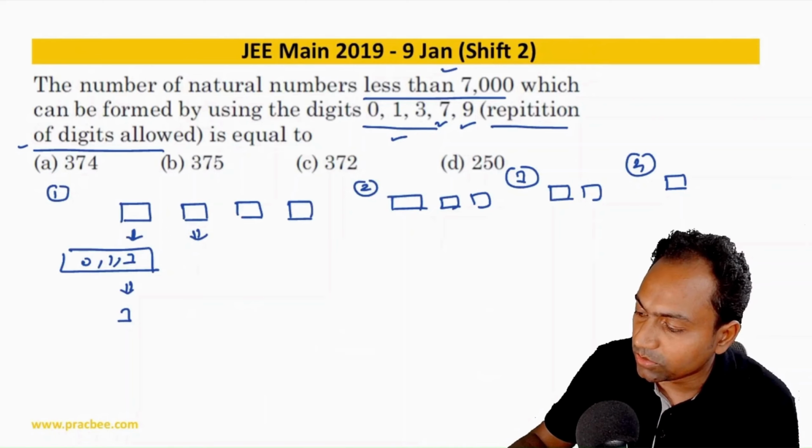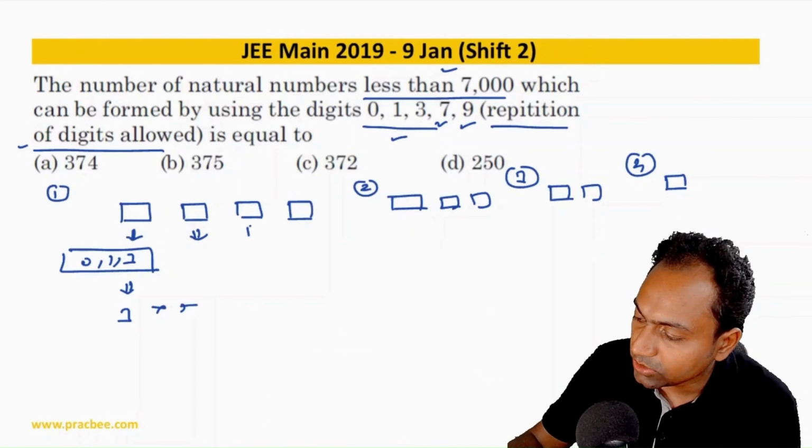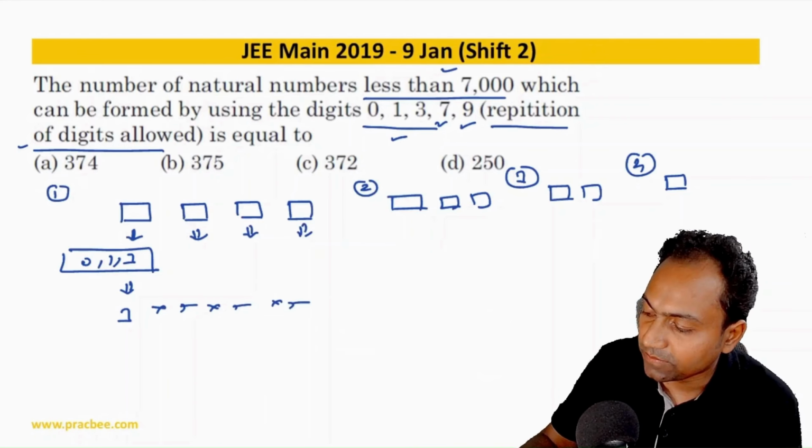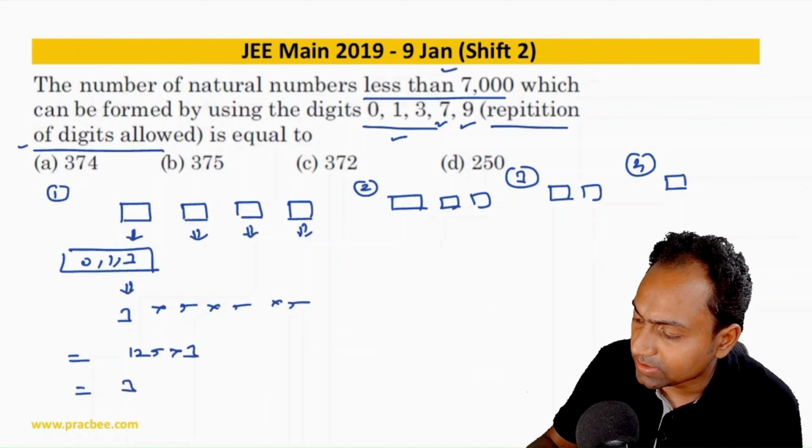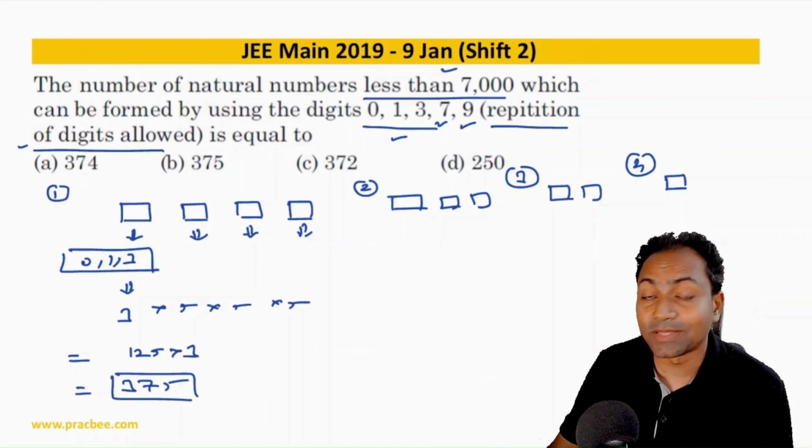So corresponding to this, let us write 5. And corresponding to this again, let us write 5. Corresponding to this again, let us write 5. So what I am getting is 125 into 3. And if you write that up, this is 375. Now you can see that this is there in the option, but this is not the correct answer.